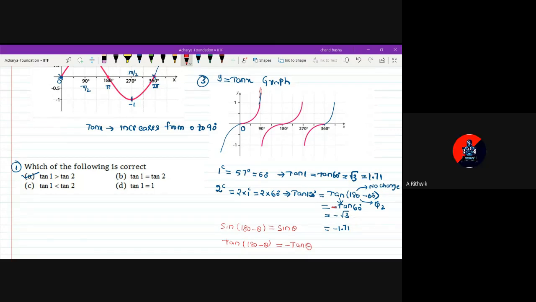Understand, sir. No, you cannot take numerical 1. Let us see. You can take your calculator and find the value of tan 1. You will get approximately near to root 3. It is near to root 3, tan 1. But see that your calculator should be in degree system.